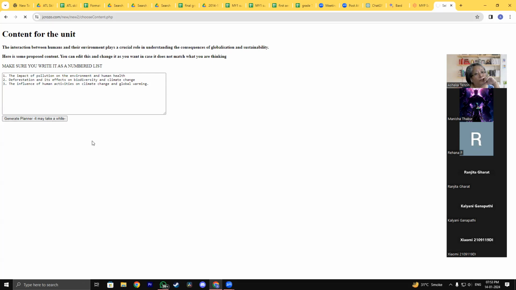Ma'am, we won't be able to do it. Or what you can do is pick from here and put it in ChatGPT and say, generate a unit plan according to the MYP template. Or you can say, create learning engagement.